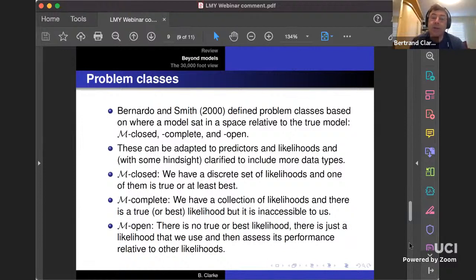Then there's the M complete setting, to which Steve and John referred a couple of times, not by name, but implicitly. We have some likelihoods, and there may be a true or best likelihood, but it's inaccessible to us for some reason, whether it's detailed modeling of subjects in the context of a clinical trial or some other setting. And of course, then there's the M open case, where there is no true or best likelihood. We just compare potential likelihoods based on their performance relative to other possible likelihoods.